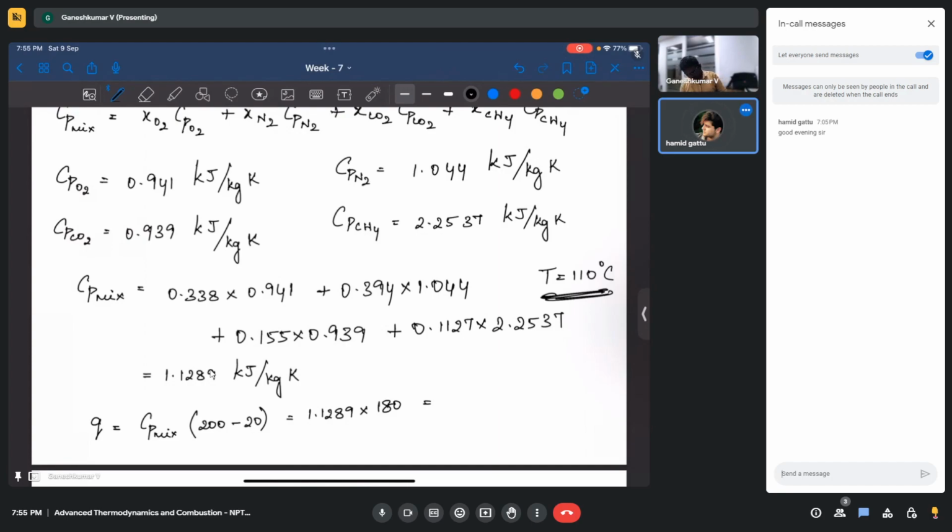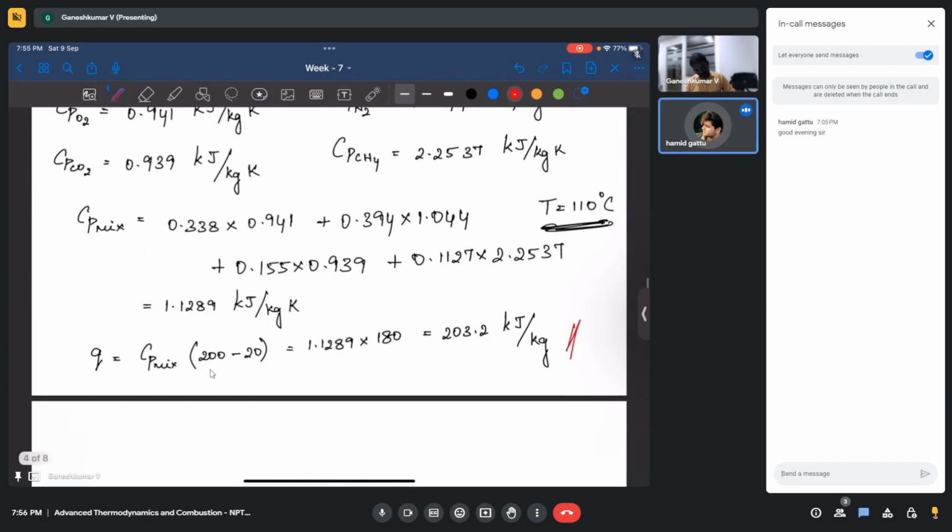You are getting 1289, getting around 203. So you can check that. It's nothing but kilojoules per kg. Is that what you are getting? Sir, yes, but if I take them in Kelvin, then I'm getting 511.39.